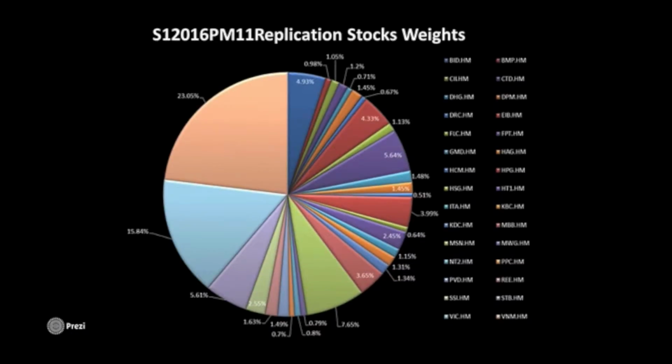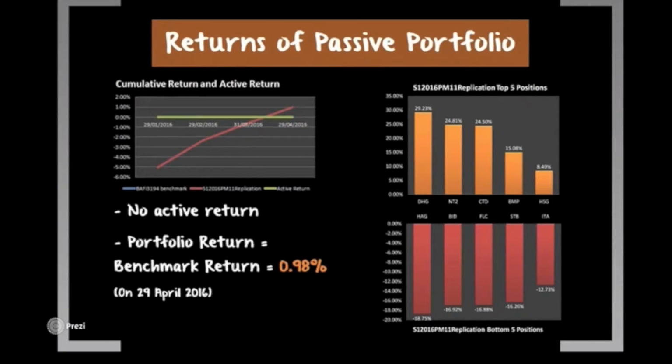The portfolio includes 30 stocks that we have investigated. Here are the stock weights. The highest stock weight belongs to V&M with 23.05%, followed by Vingroup at 15.84% and Masa at 7.65%. By looking at the graph, we can see there is no active return as the portfolio return is equal to the benchmark, which is 0.98%, because we are holding the same stocks and weights as the benchmark.